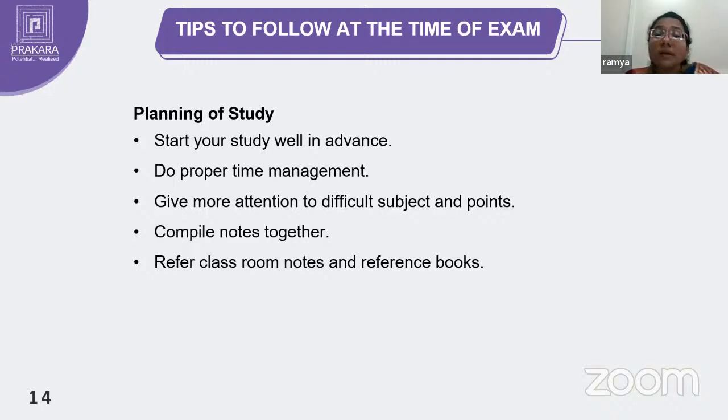Next, we have to compile the notes together. At the time of the lecture, you'll be writing some important points. Your teacher will be giving some important points regarding the topic. So you should compare the notes as well as the textbook. In such a way, you should prepare for the exam.